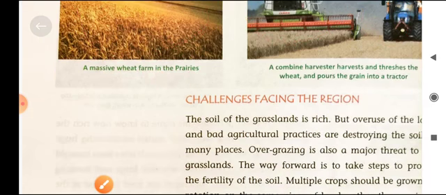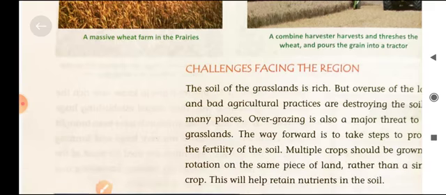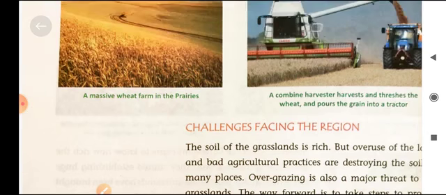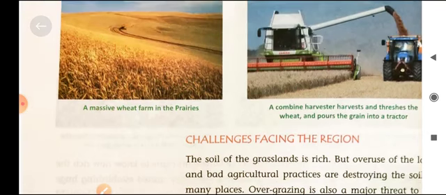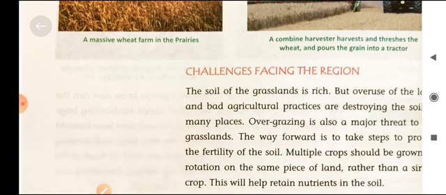Challenges facing the region: the soil of the grassland is rich, but overuse of the land and bad agricultural practices are destroying the soil. The soil in this region is very rich, but overuse makes it degrade. Overgrazing is also a major threat to the grassland.